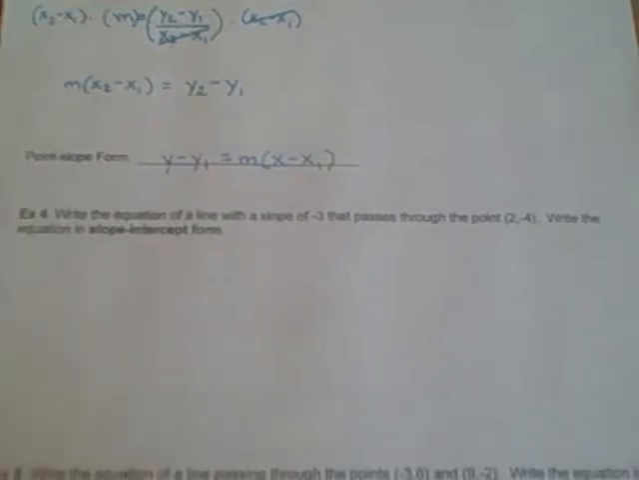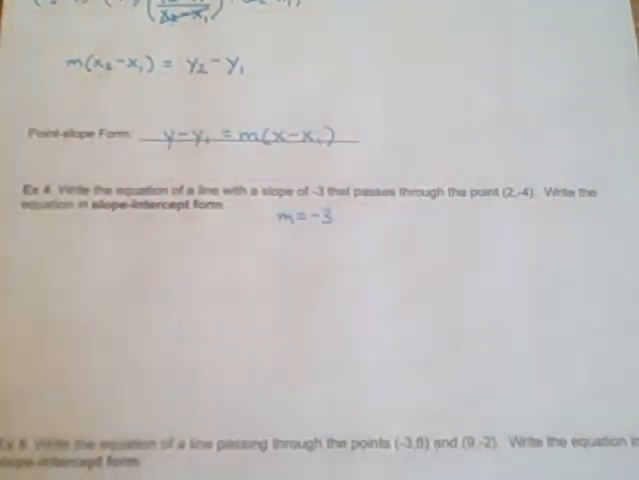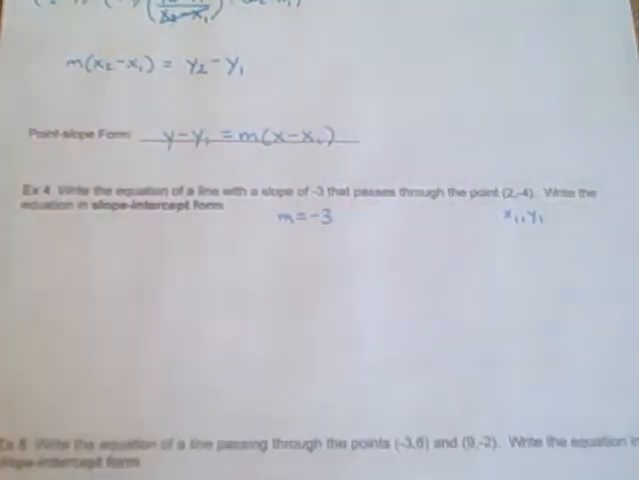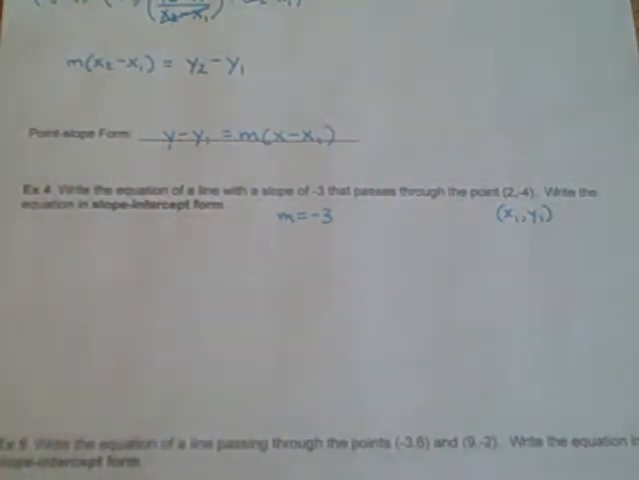So example 4 asks us, write the equation of a line with a slope of -3. So they're telling us m is -3, that's nice, that passes through the point, we'll call this x1, y1, (2, -4). So what they're giving us is the slope and a point. So what better form to use than point slope form? See, it's named with what you want to use. Now it asks us to write the equation in slope-intercept form. Now I can't write this in slope-intercept form right away because I don't know the intercept. So let's start with point-slope form, and then we'll just rearrange it so that we have slope-intercept form.